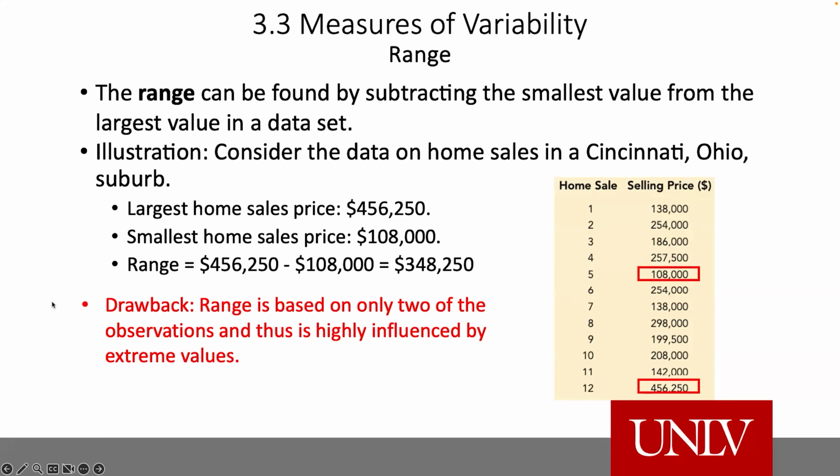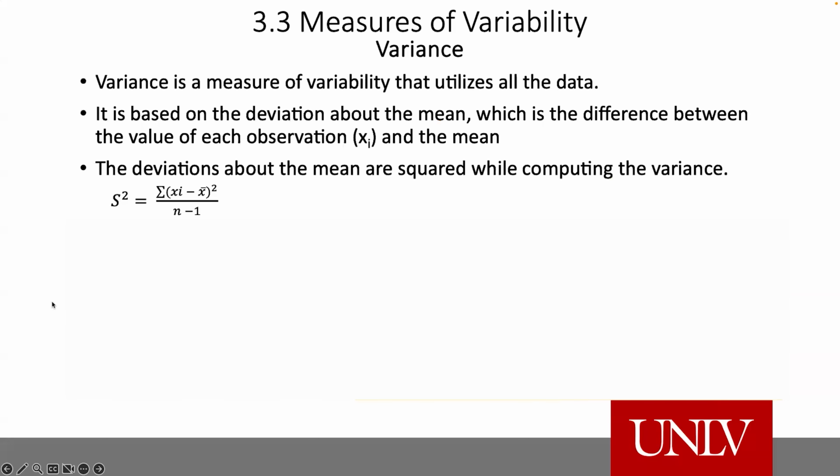However, there is a drawback: the range is based on only two of the observations, and it is highly influenced by extreme values. To address this drawback, we can use another measurement called variance. The variance is a measure of variability that utilizes all the data. It is based on the deviation from the mean, which is the difference between the value of each observation and the mean. The deviations about the mean are squared while computing the variance.